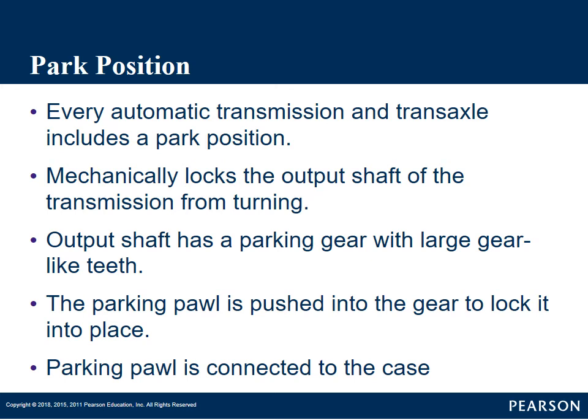This output shaft has a large gear on it called a parking gear, and it has big lugs on it that look like teeth. How we get park is that a parking pawl, a lever with a tooth on it, is pushed up into the notches in between the teeth on the parking gear, and locks that parking gear, the output shaft, into place. And that parking pawl is connected to the case. We know the case is connected to the engine, which is connected to the car. So if we lock the parking gear, which is attached to the output shaft, to the transmission case, then everything is locked into place so the vehicle does not move.